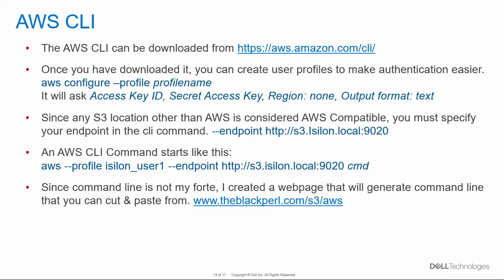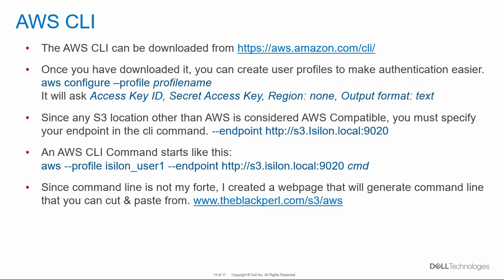Now the AWS CLI. So a little bit about that. You can download that right here. I gave you the URL for that. You can also create profiles, which makes giving the access key and secret keys much easier when you're doing command lines. It will ask you for the region and the output format. I usually make the default text.